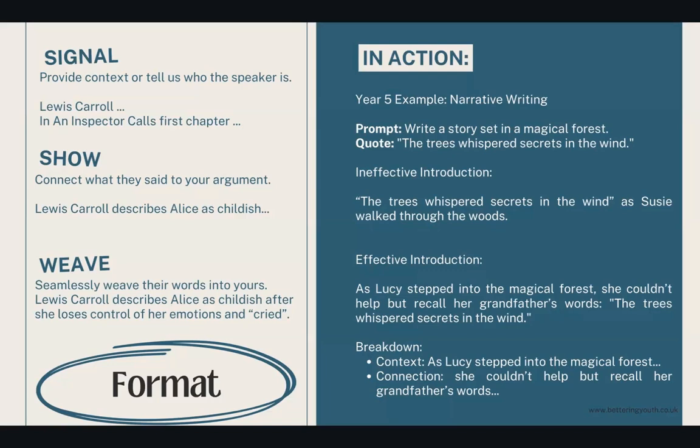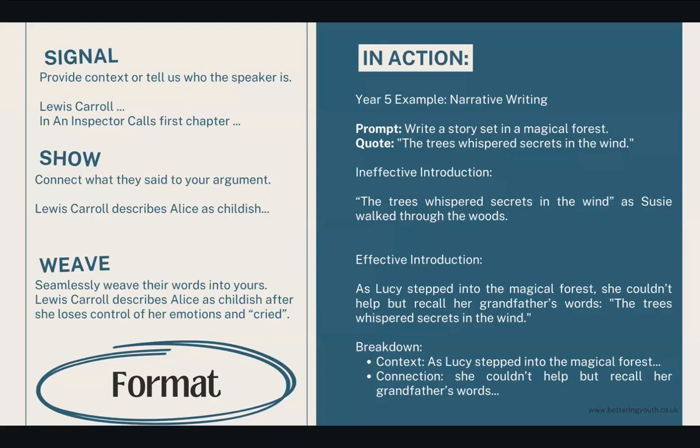This is what they wrote. "The trees whispered secrets in the wind as Susie walked through the forest." Why is this ineffective? Well, one, it's not very imaginative. Two, there's no signal that we're going to use this quote. Three, there's actually no comma after the word wind, and that would be an inappropriate inclusion of a quote.